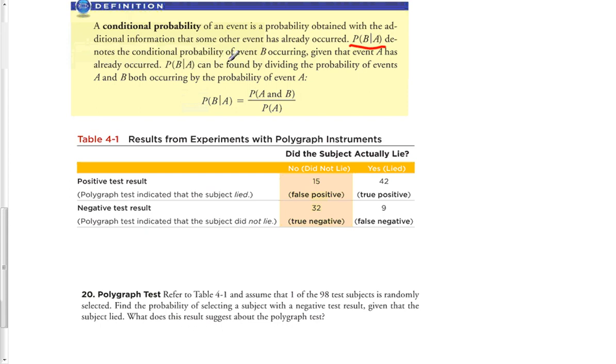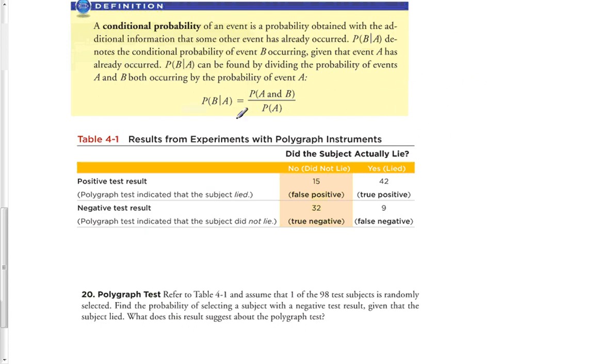Now, the probability of B given A can be found by dividing the probability of event A and B both occurring. Actually, that's the way we use the probability of A and B in section 4.3, not the way we use it in section 4.4. This probability of A and B is the probability of A and B on the same trial, so both occurring on the same trial. Okay? This is the sense in which we used it in section 4.3. And the denominator is just the probability of A.